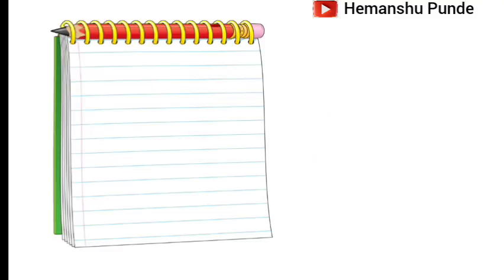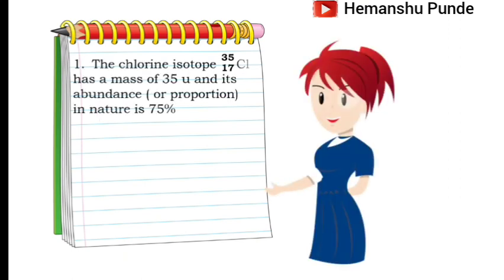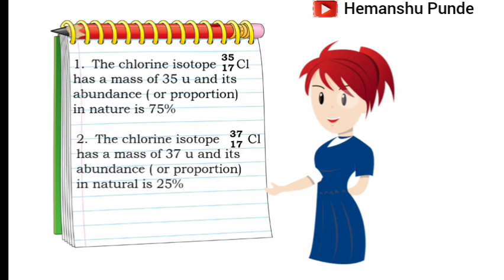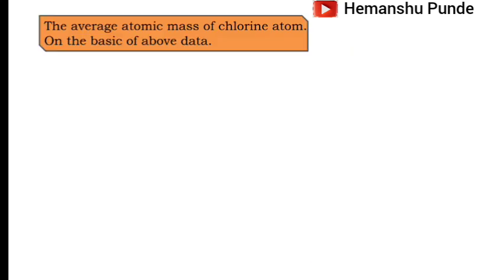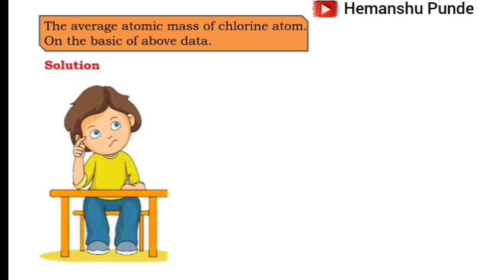Next, isotopes and their application. The chlorine isotope 35Cl17 has a mass of 35 units and its abundance or proportion in nature is 75%. The chlorine isotope 37Cl17 is in proportion 25% in nature. Calculate the average atomic mass of chlorine atom on the basis of the above data.